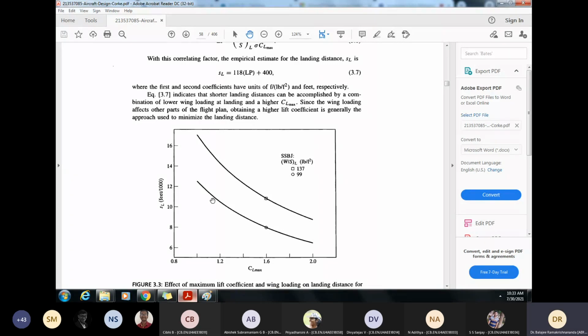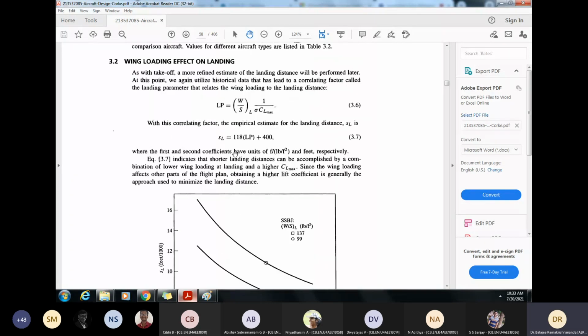So equation 3.7 indicates that shorter landing distances can be accomplished by a combination of lower wing loading at landing and a higher CLmax. Both of these make sense. Landing parameter will be less if wing loading is low or your wing area is large. If we have high CLmax also, landing distance will be less. So both of these make sense.